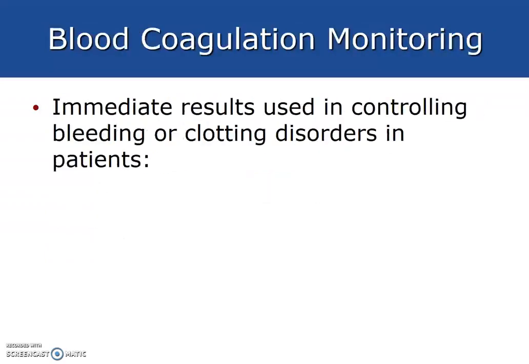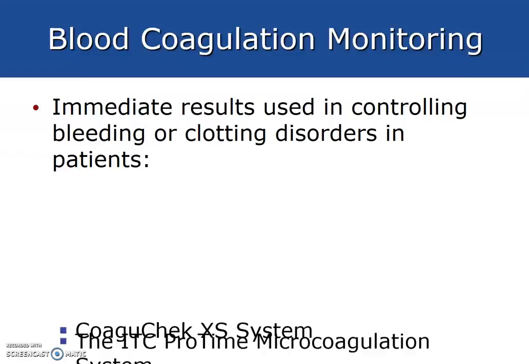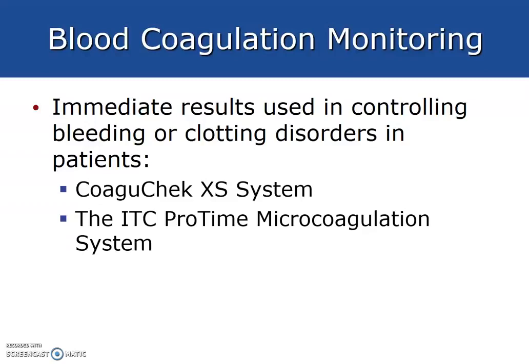Blood coagulation monitoring gives immediate results for controlling bleeding or clotting disorders in patients. The CoaguCheck XS system can be seen on page 449 in your textbook.